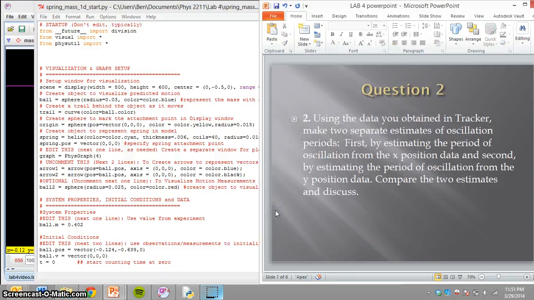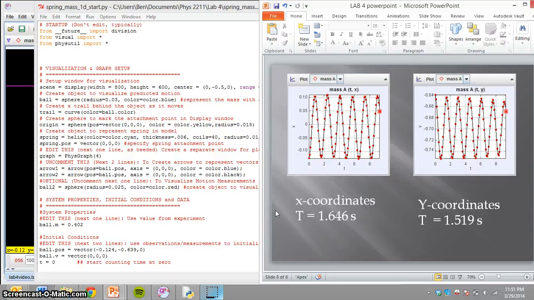Using the data you obtained in Tracker, make 2 separate estimates of oscillation periods. First, by estimating the period of oscillation from the x position data, and second, by estimating the period of oscillation from the y position data. Well, we have these, the x coordinates and y coordinates, and the oscillation periods respectively are 1.646 and 1.519. They're different because we saw that it moves in an elliptical shape, so they don't really have to be the same.